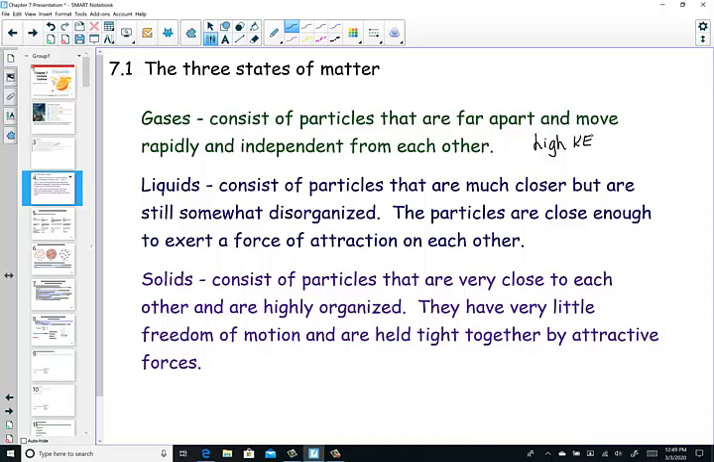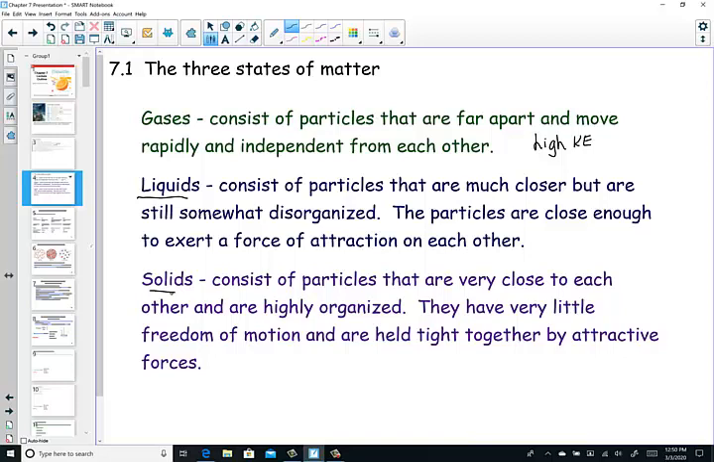Removing energy, I remember learning last chapter, is called exothermic. These liquids are more organized than gases, so they're much closer, but they're not nearly as organized as solids. The solids are packed very tightly together, creating crystalline structures. Very little freedom to move as they're held tight together.